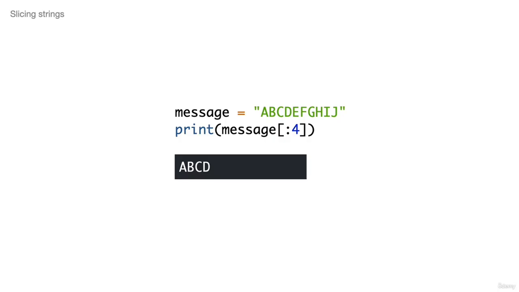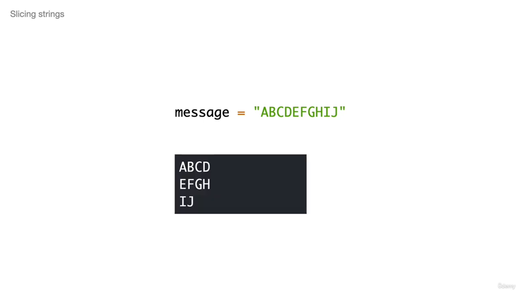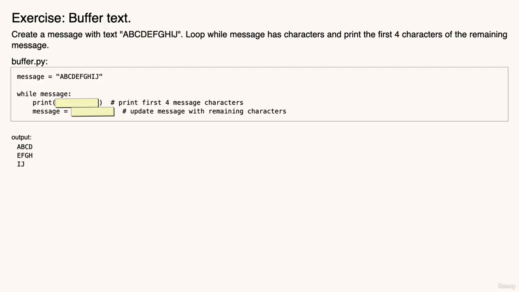Let me give you a challenge. Given this message, how can you get this output with a while loop and list slicing? Time to practice. Buffer text. Fill out the missing code. Pause the video and resume when you're done. And here is the solution.